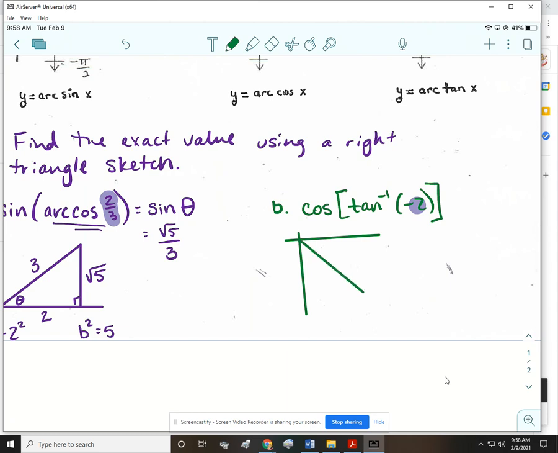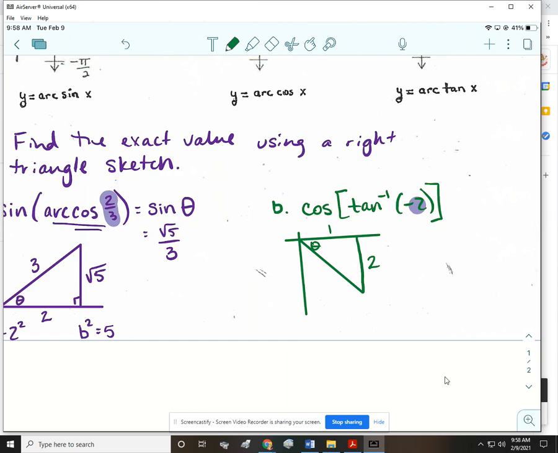So we'll go ahead and draw a triangle in quadrant 4. We'll call this theta. Now, what I know about this triangle is that the tangent is -2. So that would mean when I do the opposite over the adjacent, I get 2. It's negative because it's in quadrant 4.